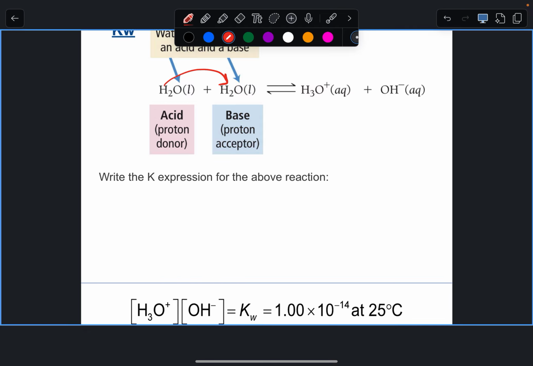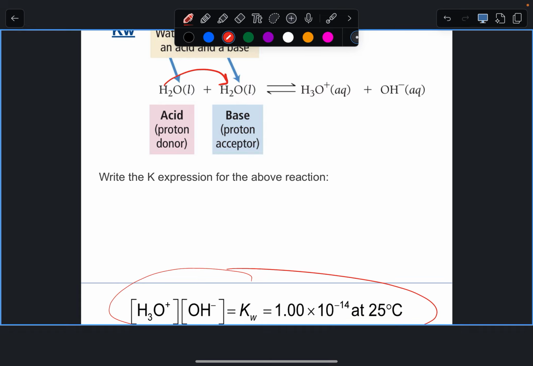When this is in pure water, the amount of H3O+ and OH minus are equal to each other. So this relationship down here is the K for this reaction, because K is equal to products over reactants, but pure liquids aren't included, so the water's not included. So we can actually relate H3O+ and OH minus to each other.